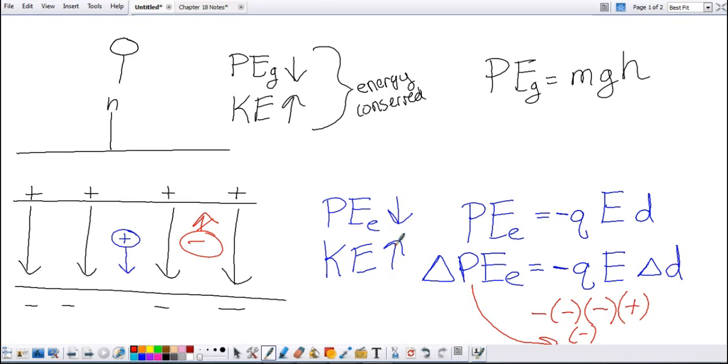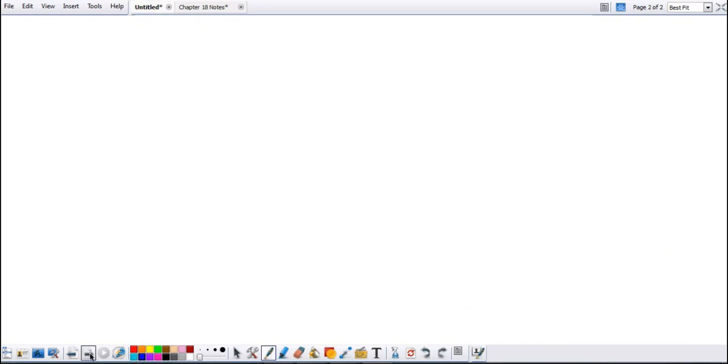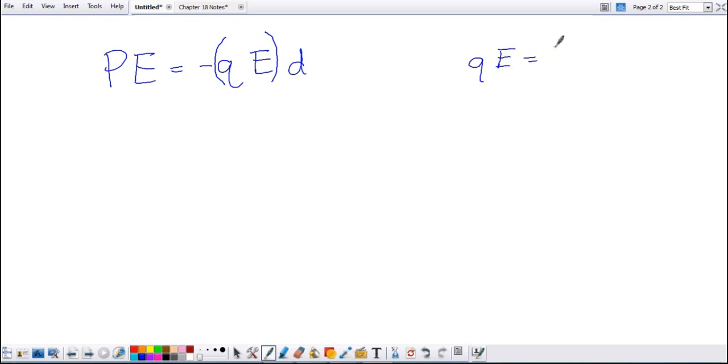Okay, this isn't the only equation that we have. We can take our equation, potential energy is equal to negative the charge times the electric field times the distance. Okay, and we can change it up a little bit. We take a look at this. The charge times the electrical field, that is equal to the electrical force. Well, the electrical force is also equal to Coulomb's constant times charge 1 times charge 2 divided by the distance between the charges squared.